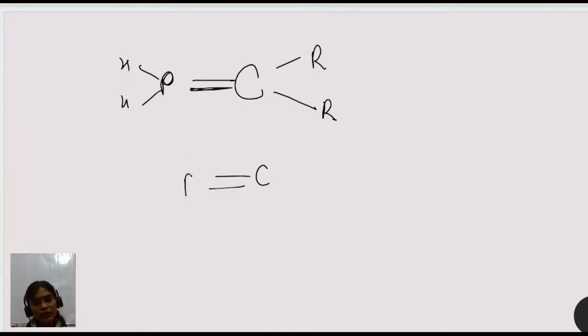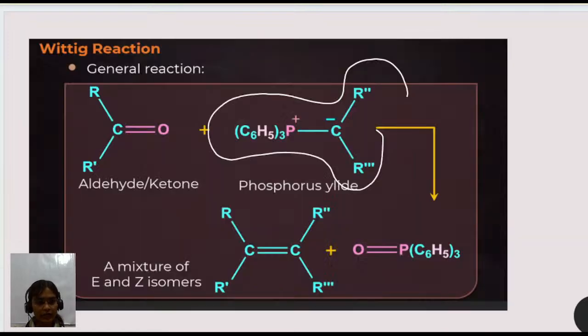Okay, maybe this phosphorus may be connected with 2 CH3 groups. Any phosphine kind of thing can be connected here like this. Let me go back again. Look at this. Here we're using C6H5, and this is a kind of P.